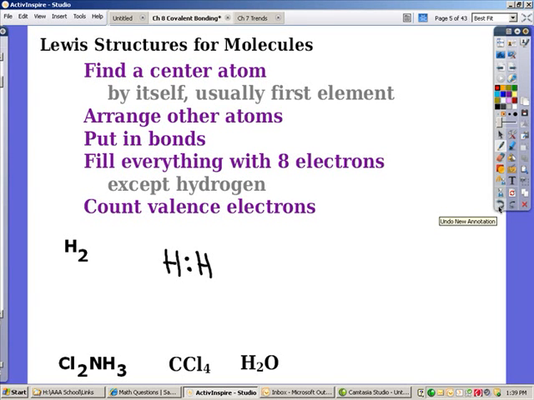So, when you see the 2 dots, when I say draw in a covalent bond, that's what I mean right there. I mean, draw in the 2 electrons between the 2 atoms to represent those 2 electrons being shared in 1 orbital. It says fill everything up with 8 electrons except for hydrogen. Hydrogen gets 2.